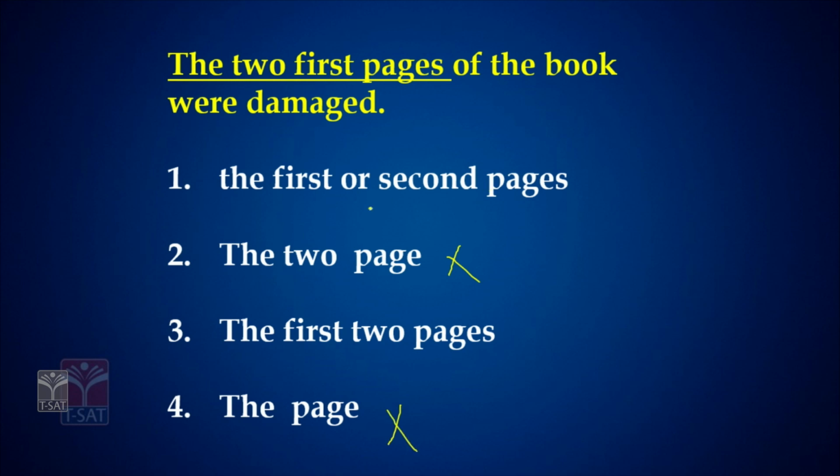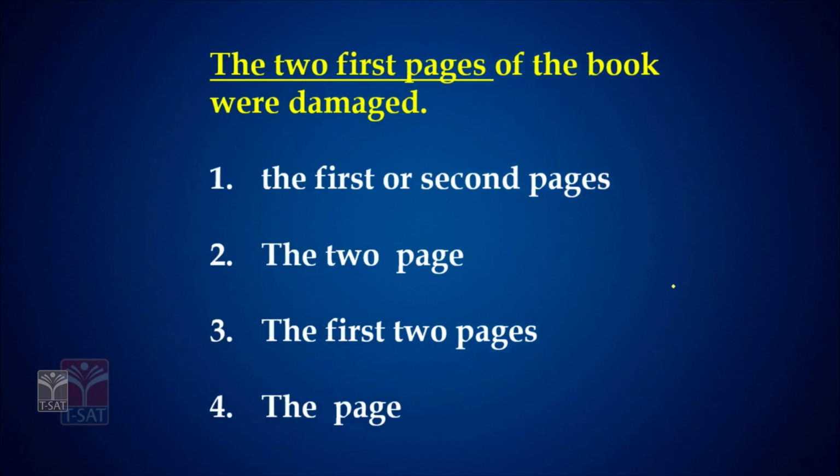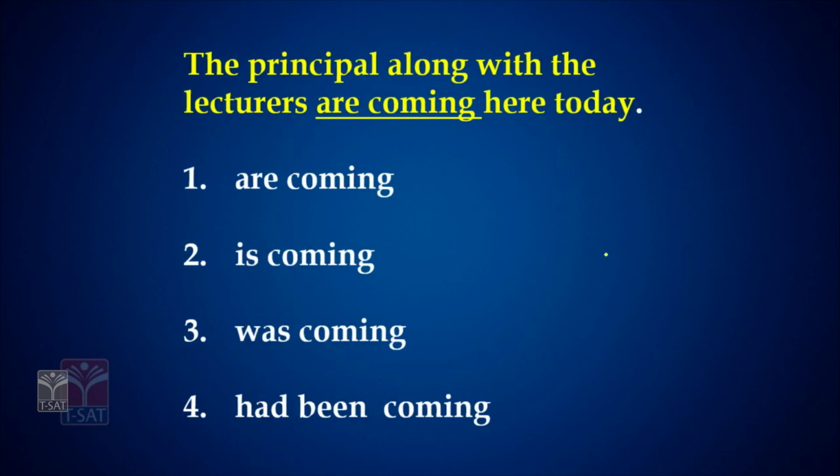Now, we can see the first or second pages, the first two pages. So, here we have to make a choice. If you say the first or second pages of the book were damaged, there again the first or second pages there is no agreement, it does not look good. So, the correct option will be the first two pages. That means, page number 1 and the first page and the second page of the book were damaged. So, here is the answer, the first two pages, and the principal along with the lecturers are coming here today.